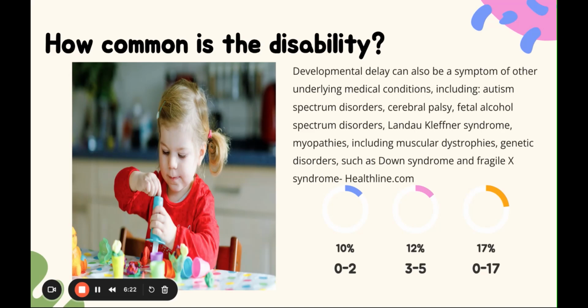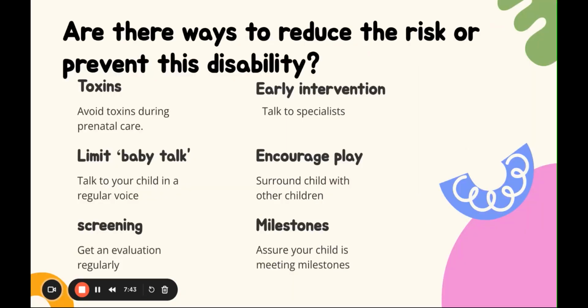Developmental delays can also be a symptom of other underlying medical conditions, including autism spectrum disorders, cerebral palsy, and fetal alcohol spectrum disorders. Are there ways to reduce or prevent this disability? Kind of. You can do simple things such as avoid toxins such as nicotine and alcohol during prenatal care. As we saw on the other slide, fetal alcohol can play a role.